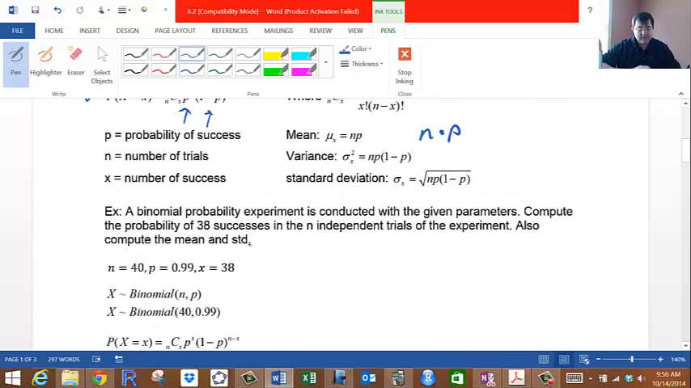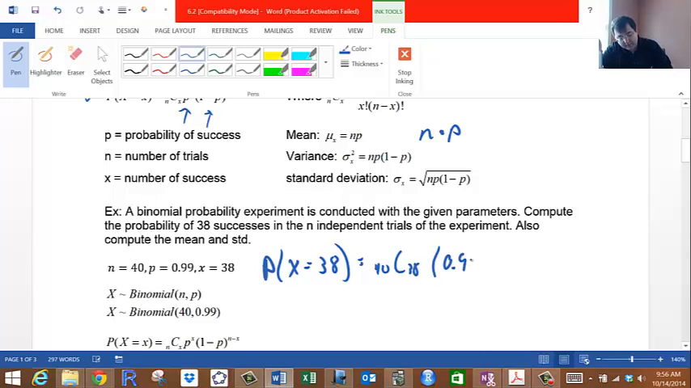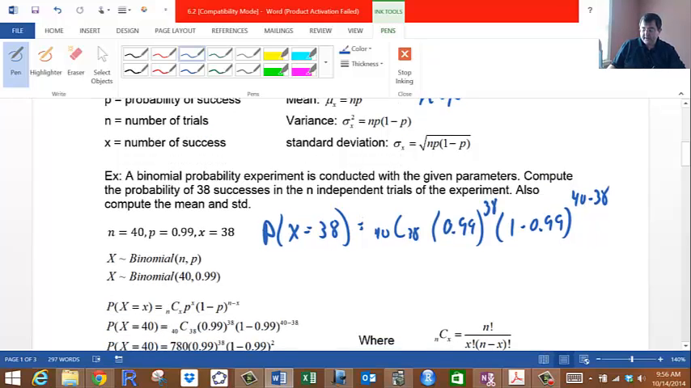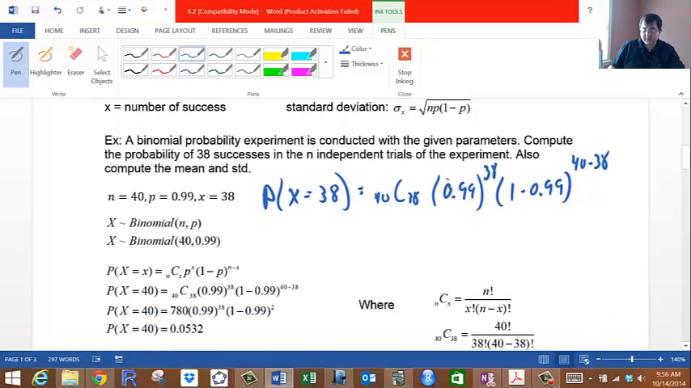We can do that like this. The probability that the number of successes x is equal to 38 is equal to n, which is 40, choose x, which is 38, times p, which is 0.99, to the power of x, which is 38, and then 1 minus 0.99 to the 40 minus 38. We can simplify 40 minus 38 and get 2, and then we can compute this.